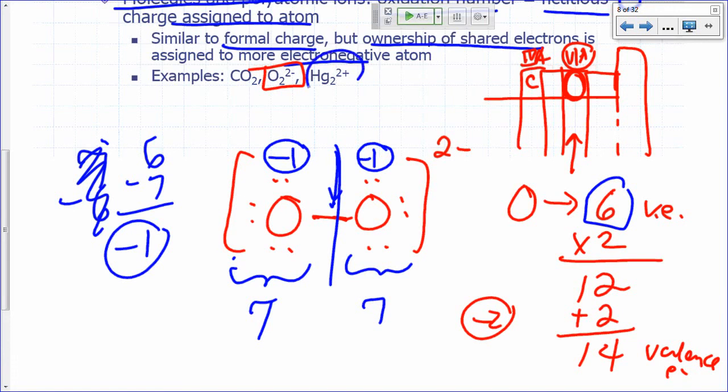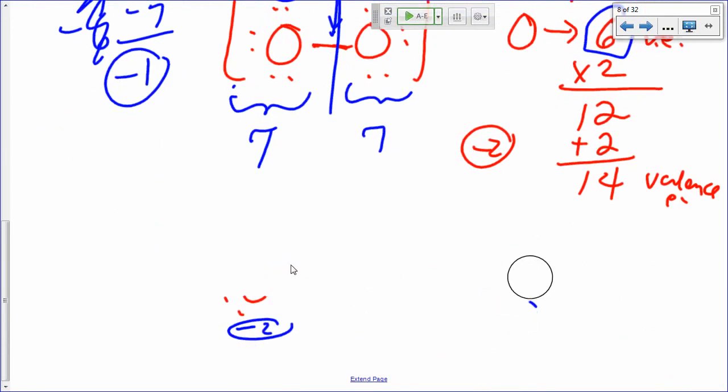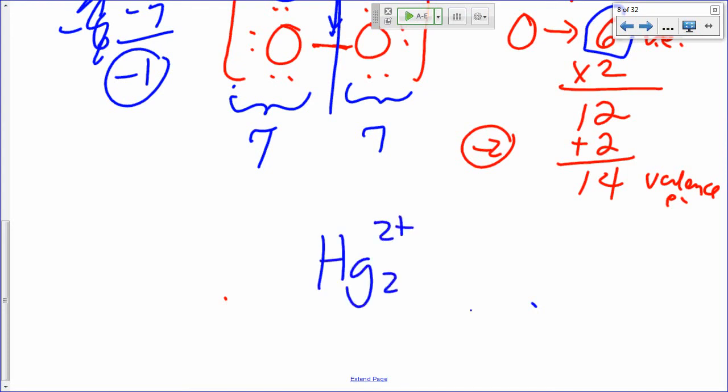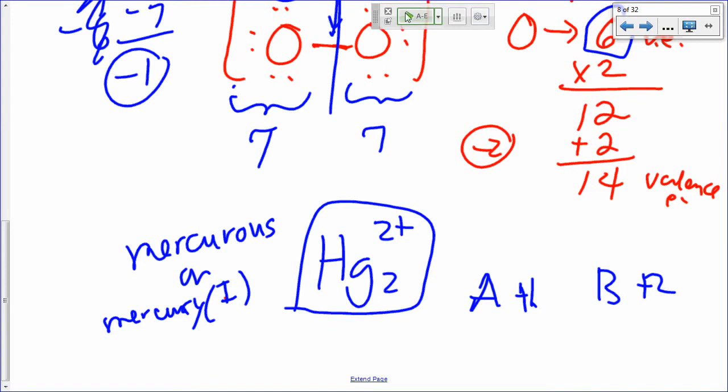What do you think the oxidation number of mercury is going to be in Hg2 2+? That's the mercury 1 ion. Let's make that a clicker question. Is it A, plus 1, or B, plus 2, for each mercury in the mercury 1 ion, or mercurous ion, or mercury Roman numeral 1? What is the oxidation number of mercury? Is it plus 1 or plus 2?